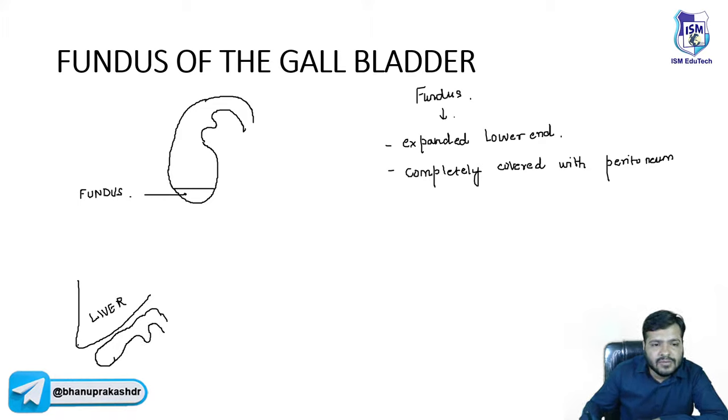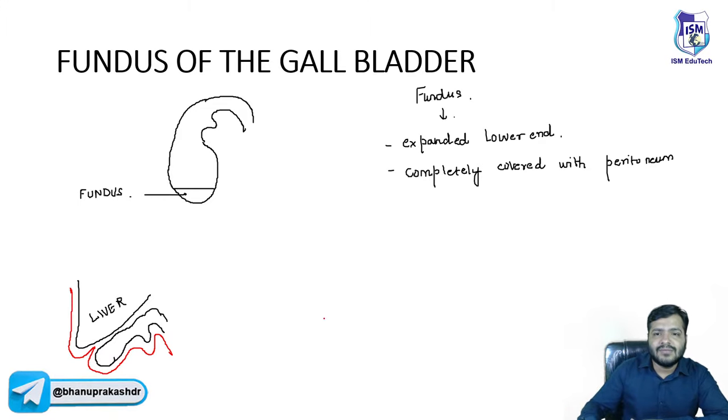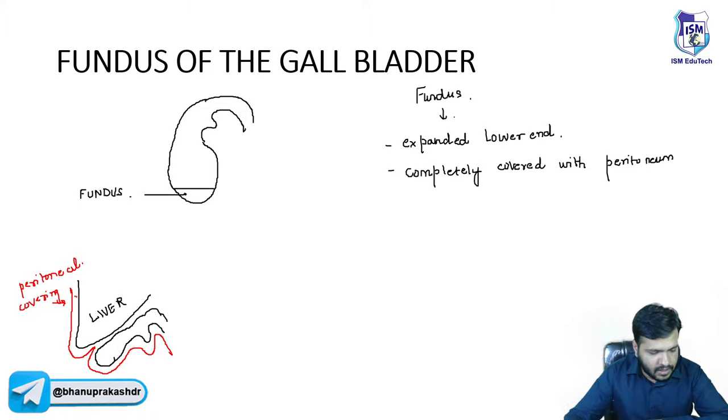The peritoneum which is lining over here will come and cover the entire fundus, and it will move within the shape of the gallbladder. So that is the peritoneal covering. Now, you already know it is the expanded lower end, completely covered with peritoneum.